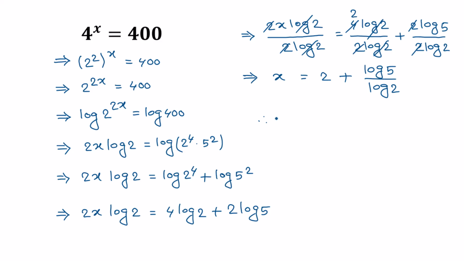So the value of x is equal to 2 plus log a divided by log b. We can write this as log of b to the base a. Applying this, we can write 2 plus log of 5 to the base 2. And this is the solution of our given equation.